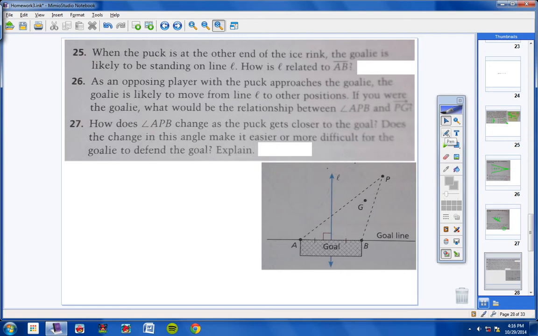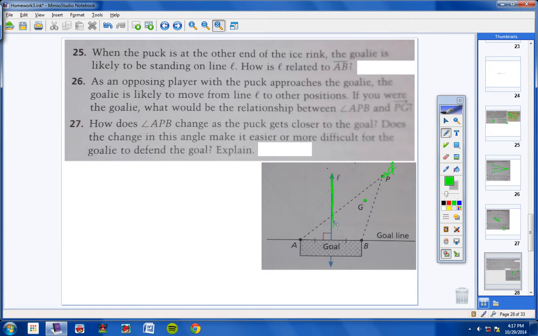Okay, here's the goal right here. Here's the goalie. Okay, and here's the puck right here. And here's the guy. My great drawing skill is about ready to hit the puck. All right, now let's see here. When the puck is at the other end of the ice rink, the goalie is likely to be standing on line L. How is line L, here's line L, students, right here.